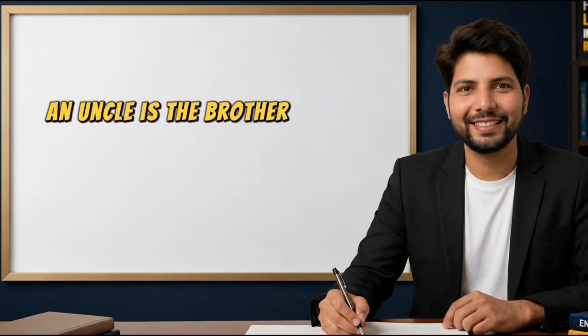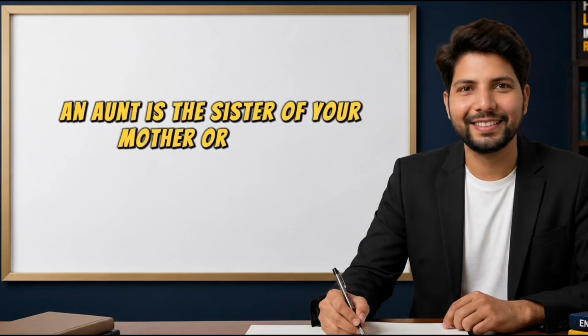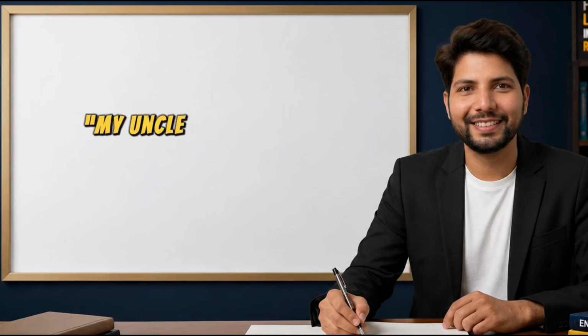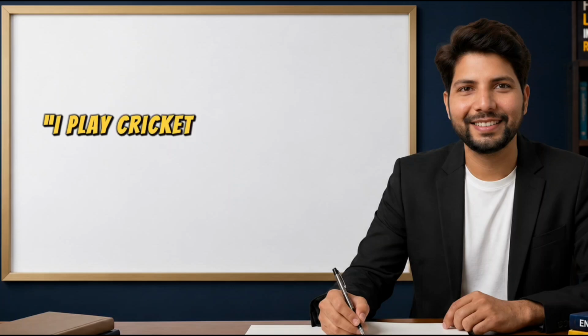An uncle is the brother of your mother or father. An aunt is the sister of your mother or father. Example, my uncle is very funny. My aunt cooks delicious food. A cousin is the child of your uncle or aunt. Example, I play cricket with my cousins. My cousin lives in Delhi.